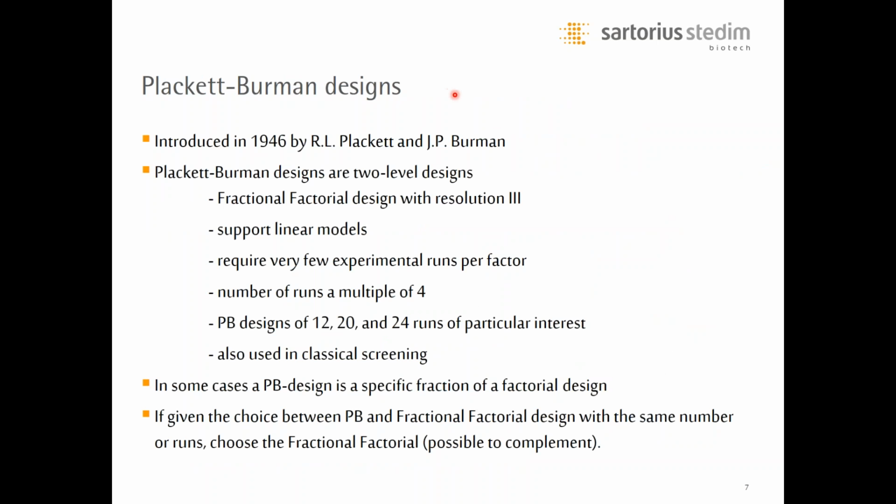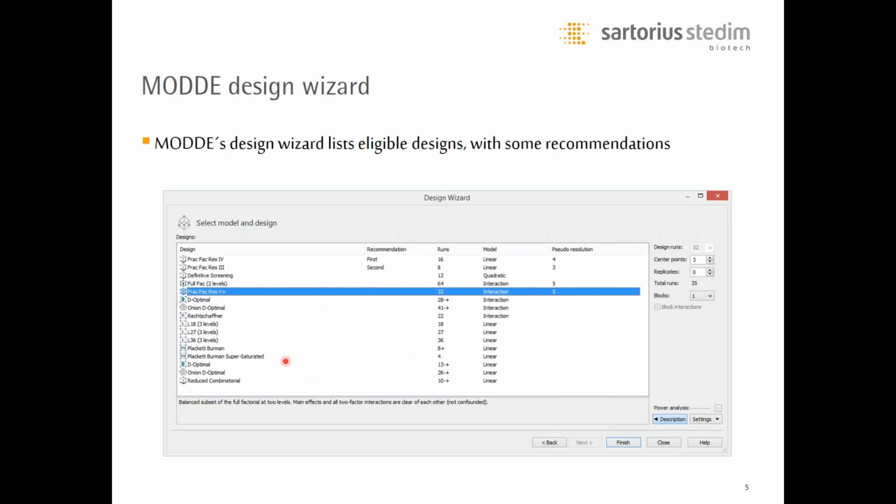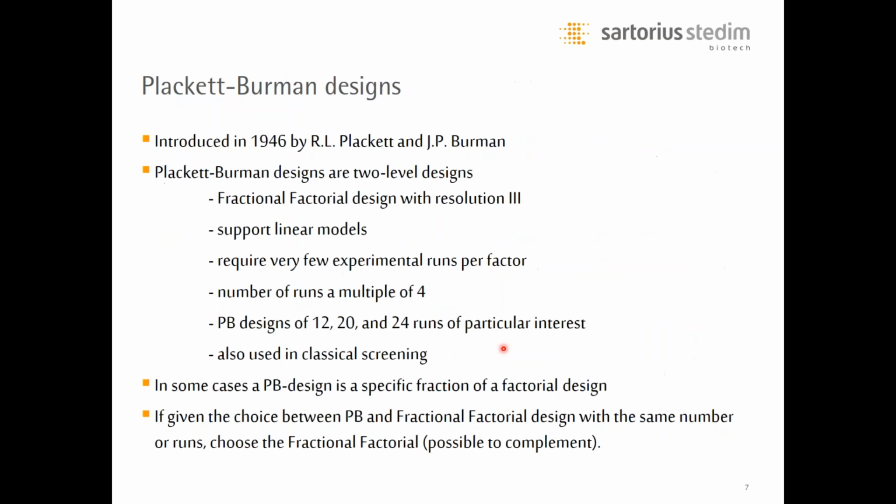We will start with the Plackett-Burman designs that were introduced in 1946. These are also, like the fractional factorials we were just briefly reviewing on the foregoing slide, 2-level designs, meaning that you have to define at least a low setting and a high setting for each investigated factor. They have resolution 3, which means that you have a very complicated confounding pattern, and that's why these designs only support linear models. If you go back to the design wizard page, you will see that as soon as you select a Plackett-Burman design, the supported model is of the linear type.